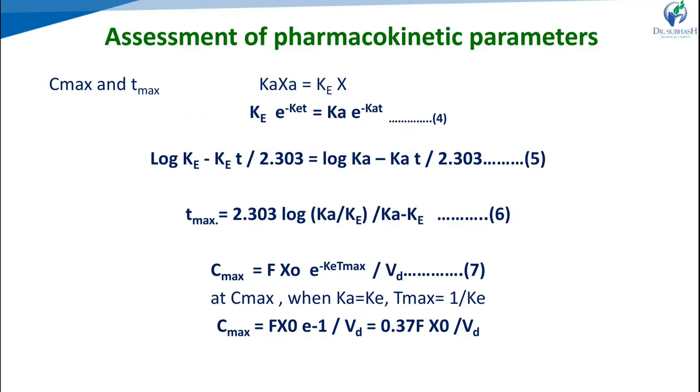Cmax can be simply expressed as Cmax = FX0 upon Vd into e raised to minus K into Tmax. But at Cmax, when Ka is equal to Ke, the rate of absorption is equal to the rate of elimination, so Tmax becomes 1 upon Ke. So we use that, and further the equation reduces to Cmax = FX0 upon Vd into e raised to minus 1. So Cmax becomes 0.37 FX0 upon Vd.